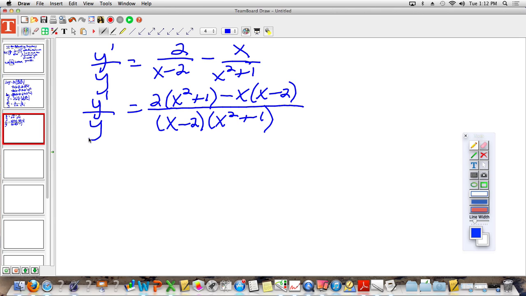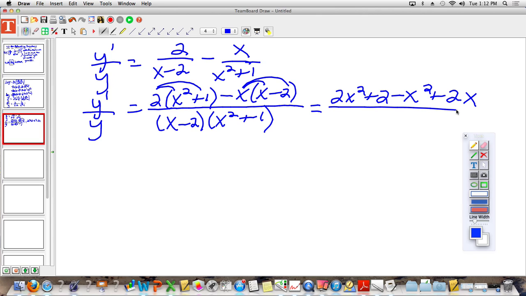I'm going to take this a step further, try to simplify it a little bit. I'm going to distribute the 2 in, giving me 2x squared plus 2. And then I'm going to distribute that negative x in, giving me minus x squared plus 2x, all over x minus 2 times x squared plus 1.